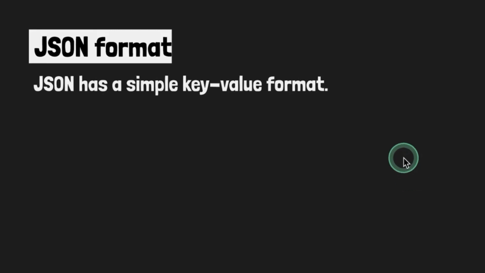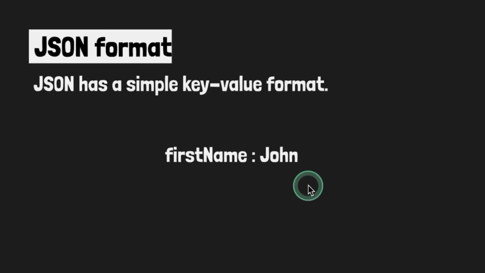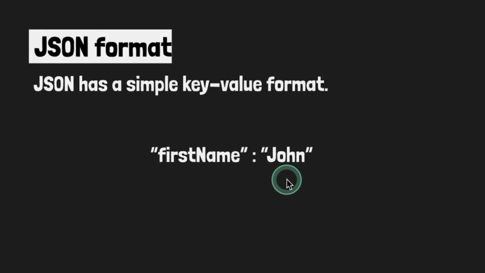Key value simply means something like first name equals John. First name is the key and John is the value. This is pretty simple. Now, in JSON, we don't use the equal sign, we use a colon. So again, first name is the key, John is the value. What happens with JSON is that we put everything between quotes, otherwise it is not valid. So you'll see here, both the key and the value are now between quotes.